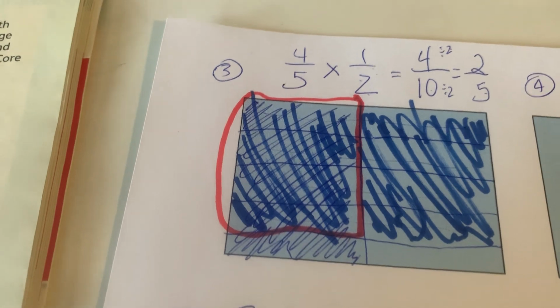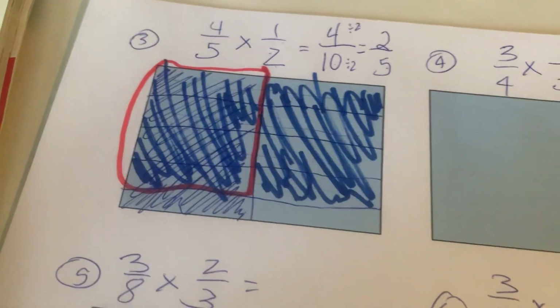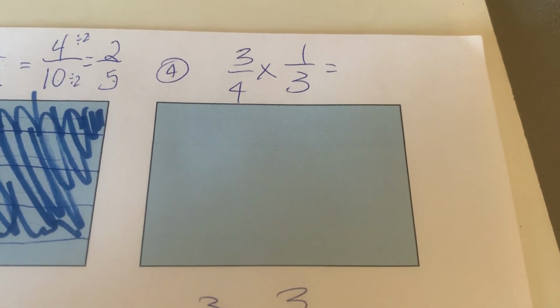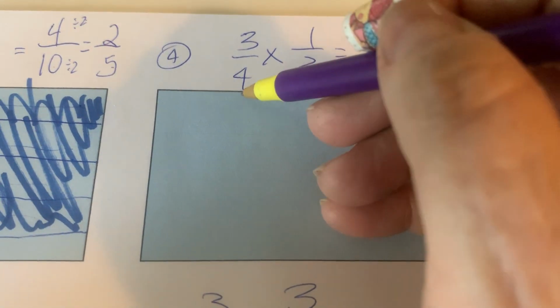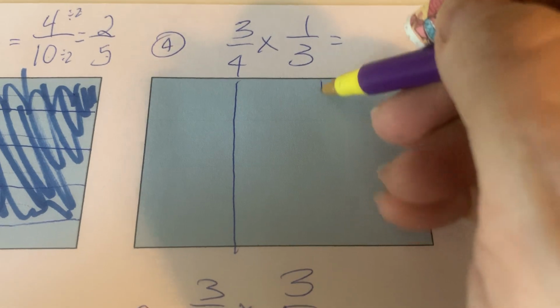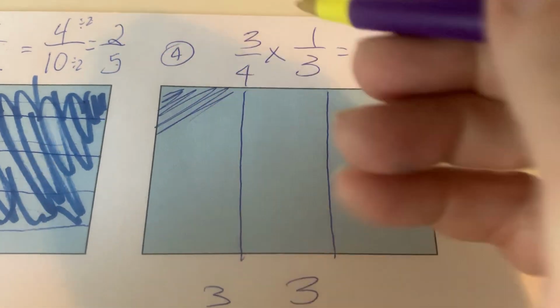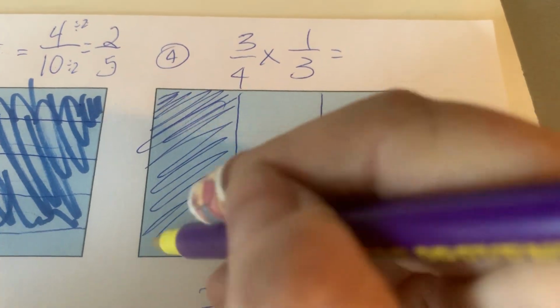Okay? You ready to try another one? This time I'm going to remember what to do in the order. All right, so this time we're going to find 3/4 of 1/3. So let's first divide our shape into thirds, and this time I'm remembering. I'm going to shade in that 1/3 piece.